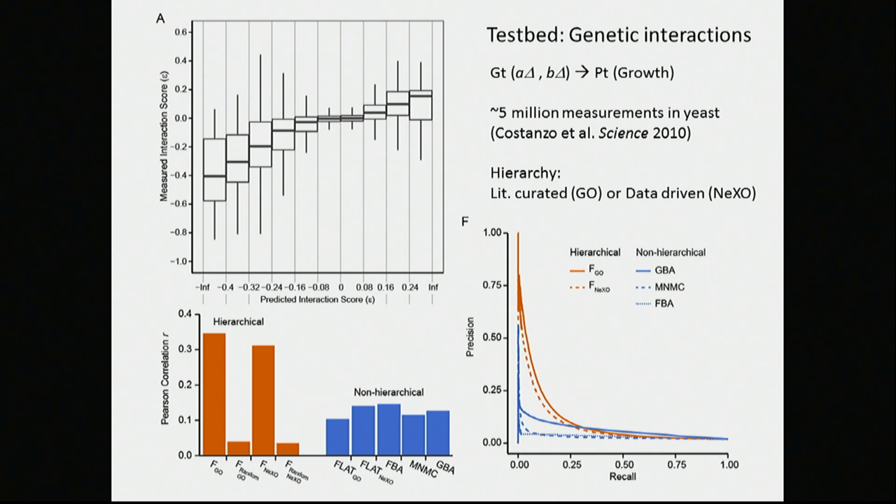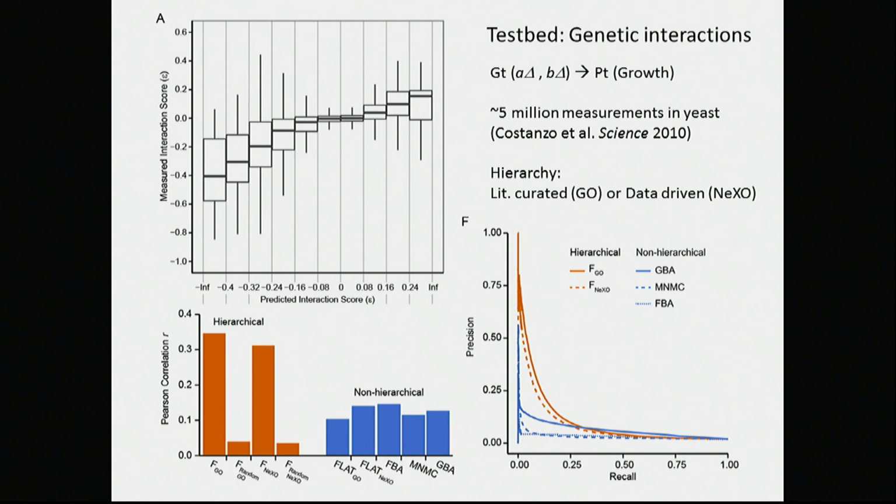But let me focus really on this set of bars, because what it does is it just takes this analysis and gives you a correlation. So what you're looking at here is about 0.34. It's a correlation coefficient between predicted growth and measured growth. So room for improvement, it is what it is. And this is using the GO hierarchy. This one is using the NeXO data-driven hierarchy I described. So you can see the performance whether you construct the hierarchy or you take the literature curated hierarchy. It's about the same.